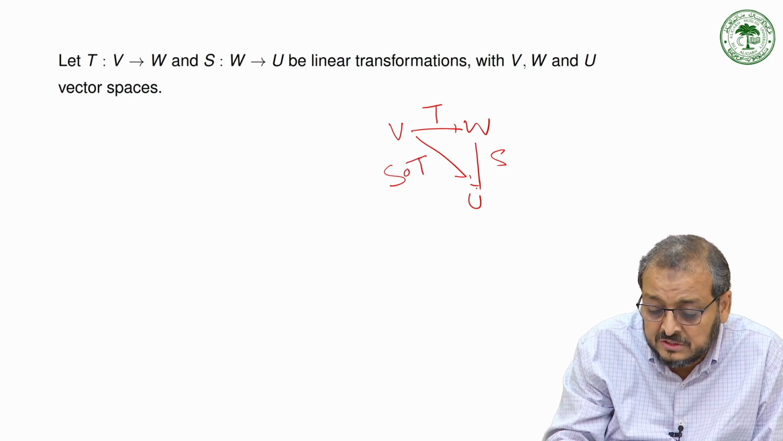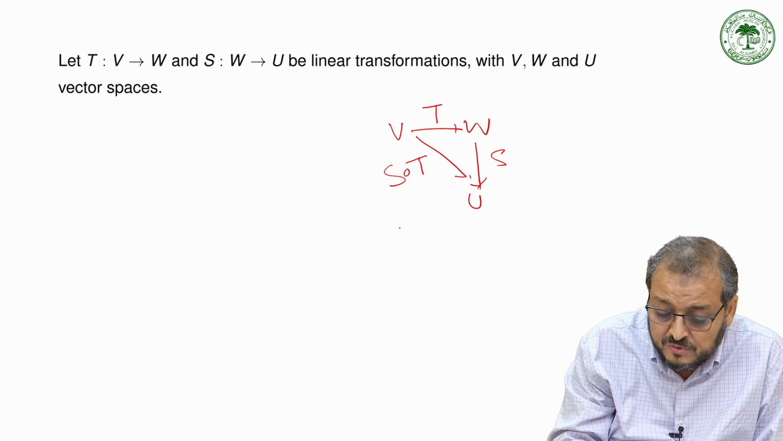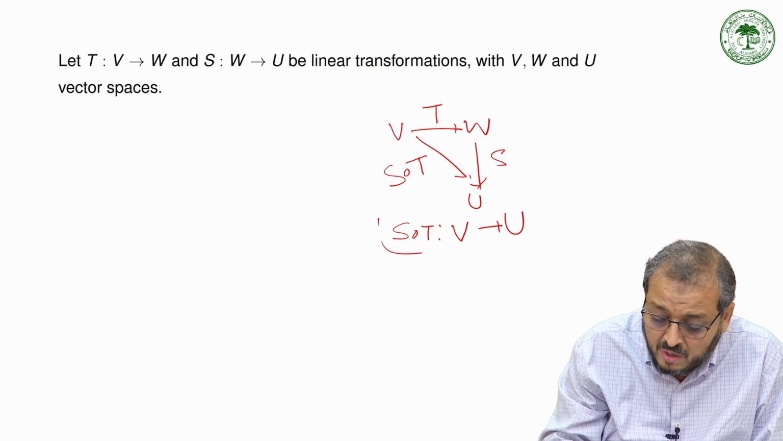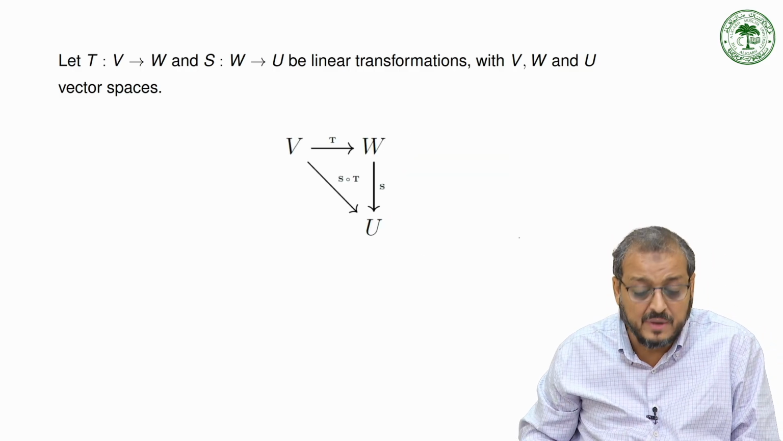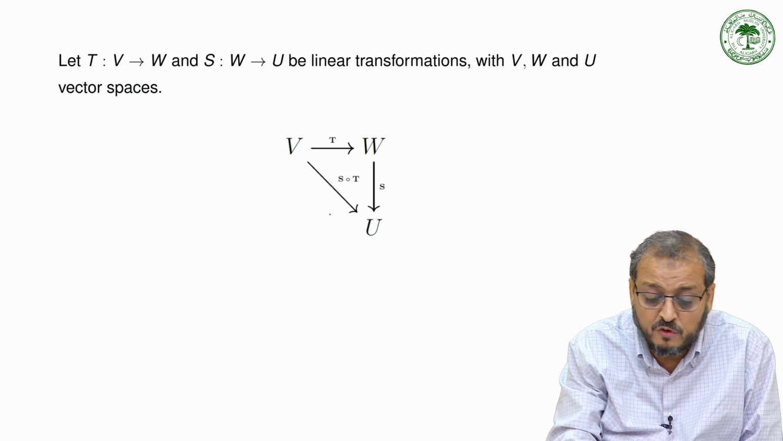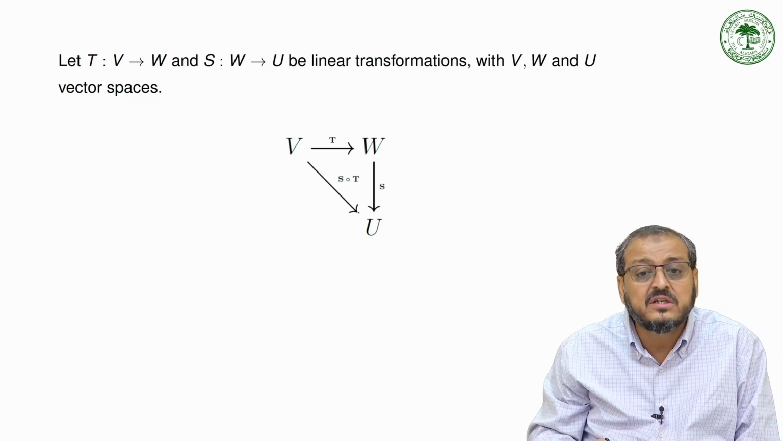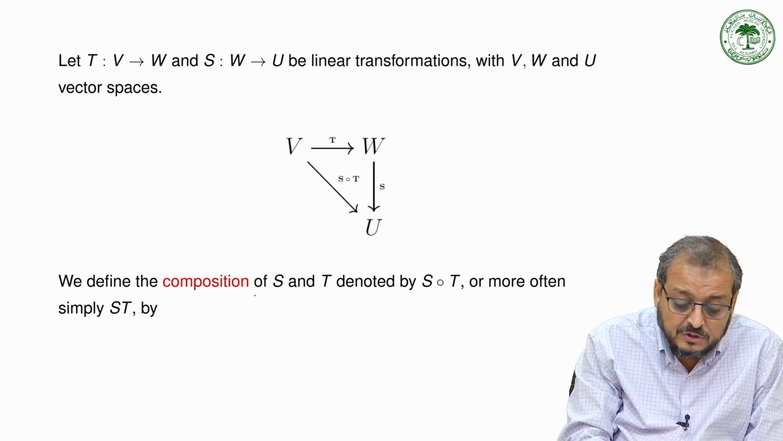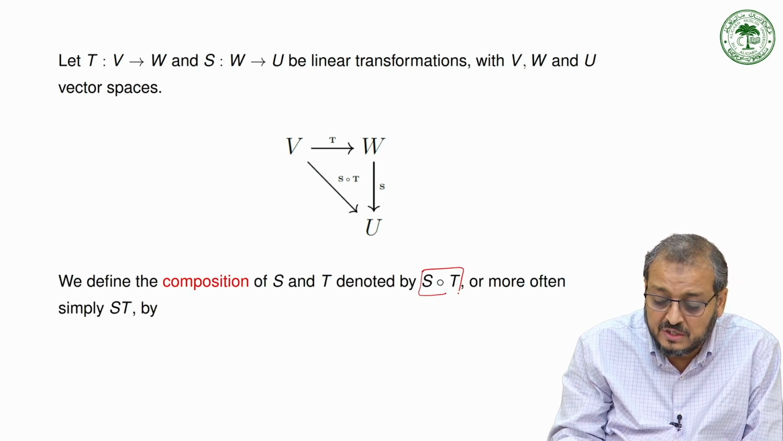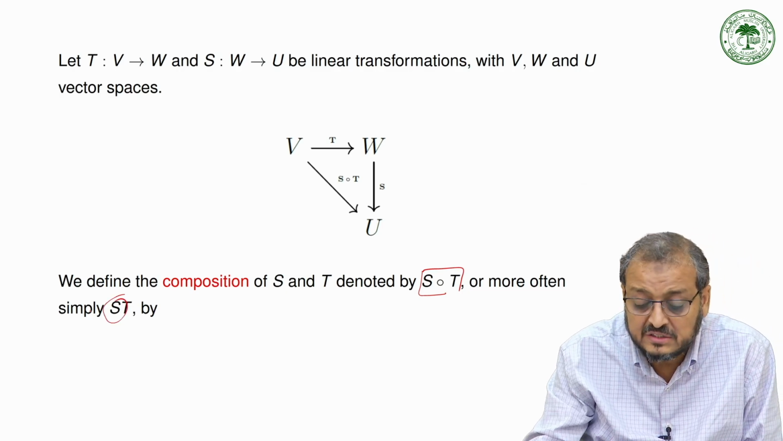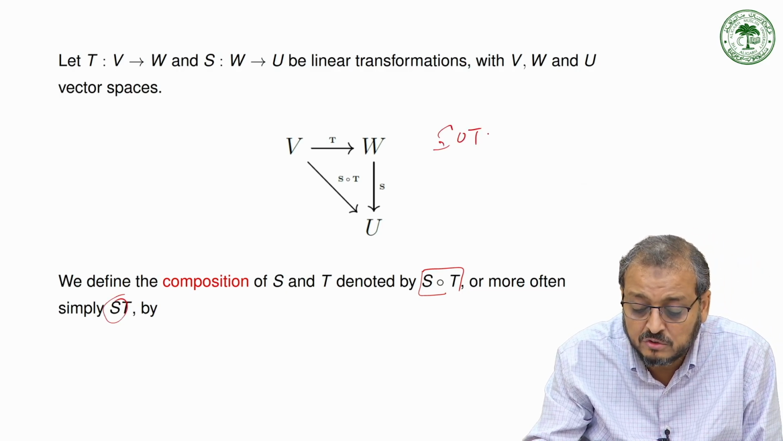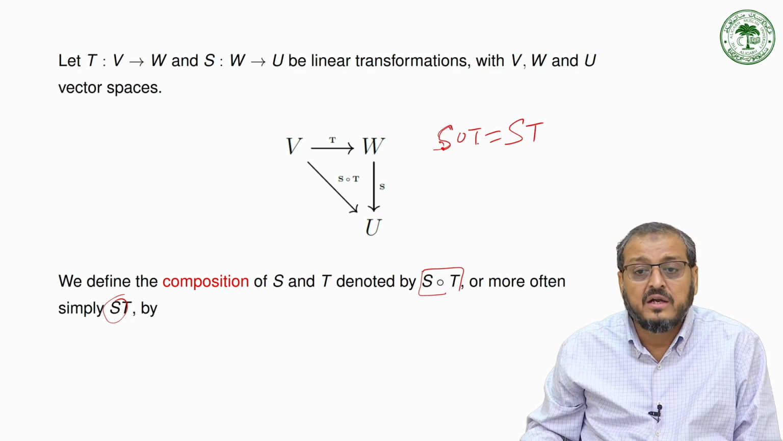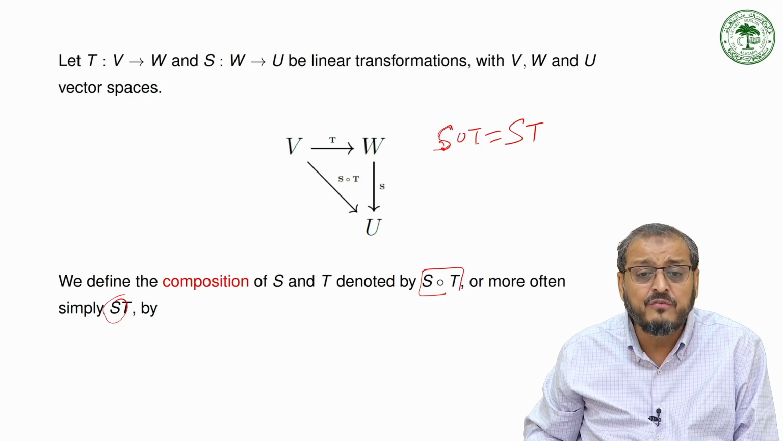S composition T is a map from V to U. So this map is called a composition map. Like this, we have V to W and W to U, and S composition T is a map from V to U. We define the composition of S and T, denoted by S composition T, or more simply and most commonly ST. So whenever we write ST, it means S composition T.